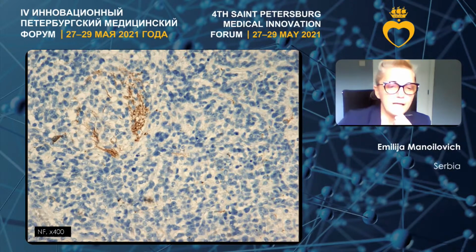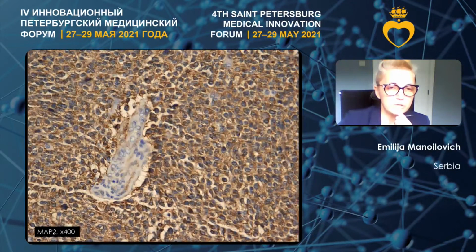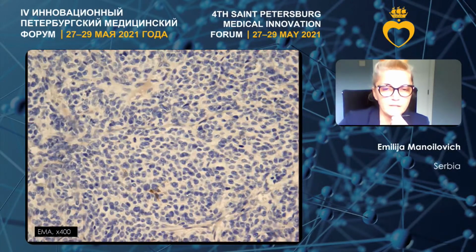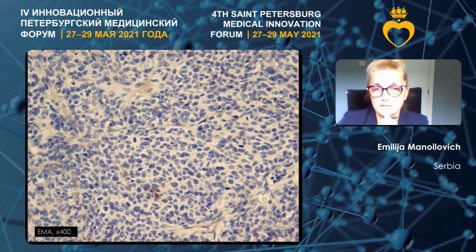For the end, we applied MAP2. We know that MAP2 was primarily discovered as a neuronal marker, but later we realized that MAP2 could also be positive in some glial tumors. So MAP2 was diffusely and intensively positive. Then we applied epithelial membrane antigen and the staining was absolutely negative. Epithelial membrane antigen was applied in order to exclude ependymal differentiation.